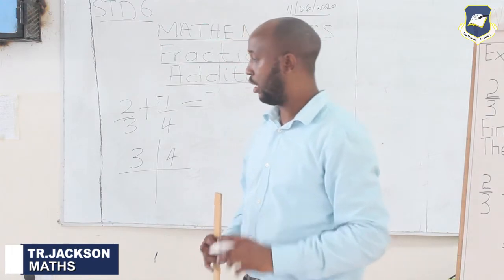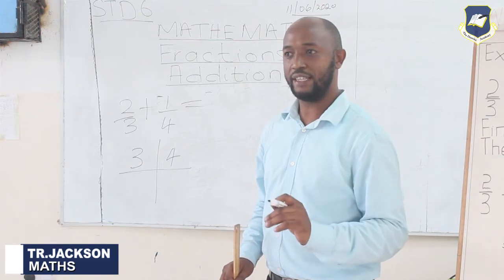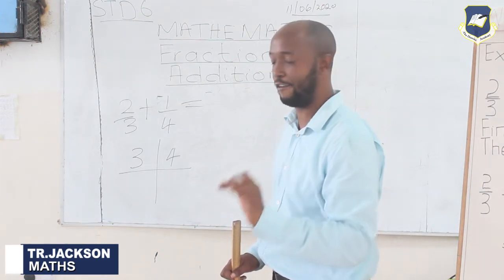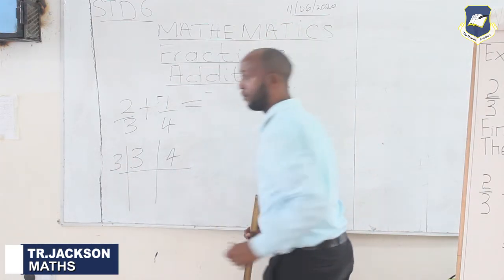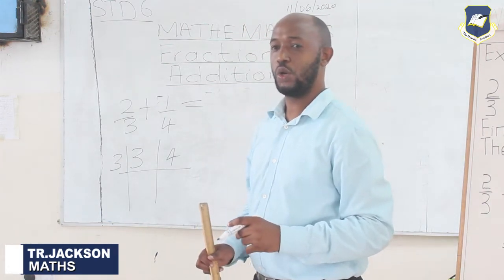First, check if there's a number that can divide 3 and 4. The answer is no. We don't have any number that can divide 3 and 4. So, we start by dividing by 3. 3 divided by 3 is 1.